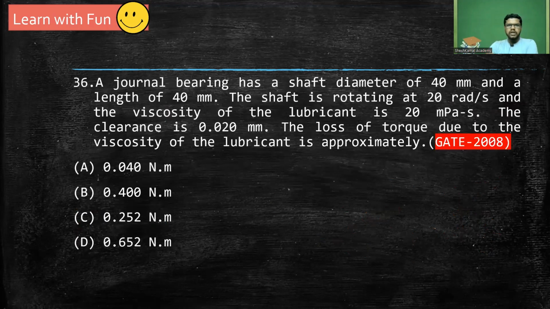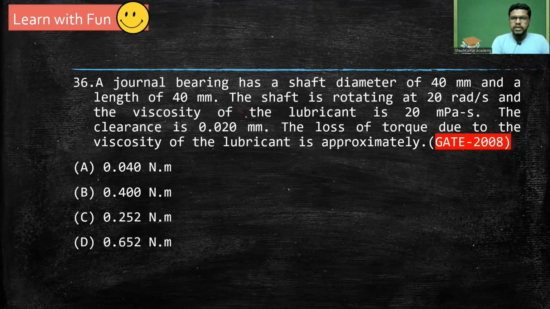Now next, a journal bearing has a shaft diameter of 40 mm and a length of 40 mm. The shaft is rotating at 20 radian per second and the viscosity of the lubricant is 20 millipascal second. The clearance is 0.02 mm. The loss of torque due to the viscosity of the lubricant is approximately. Here in this question, the difference is only that you have to find out the torque. Now how to find out?